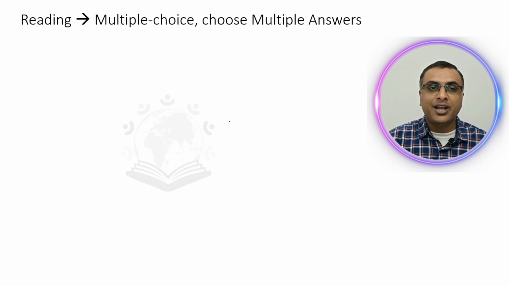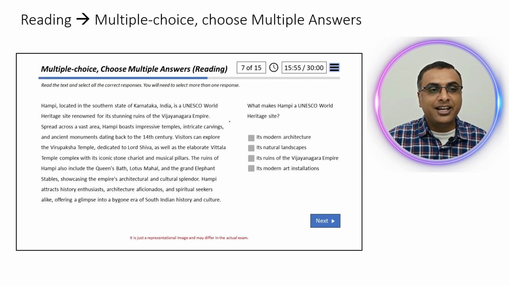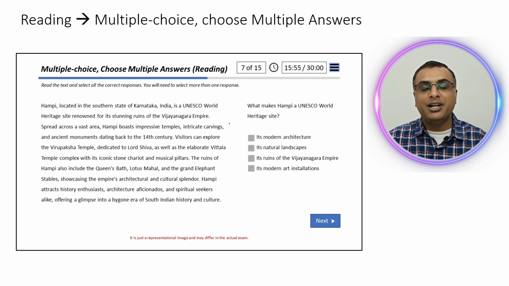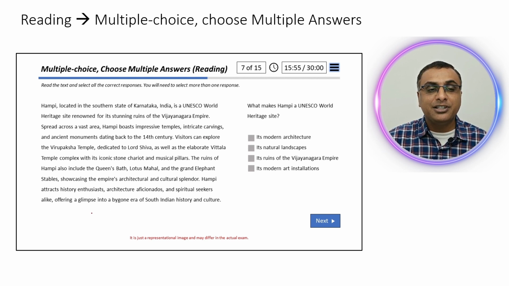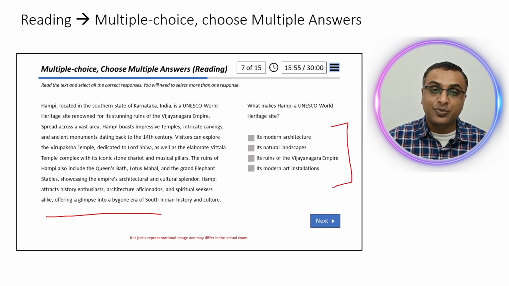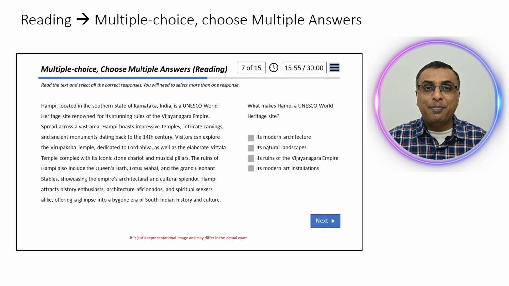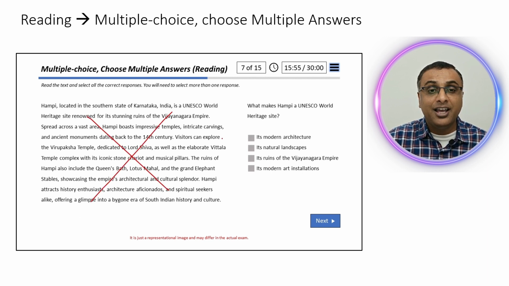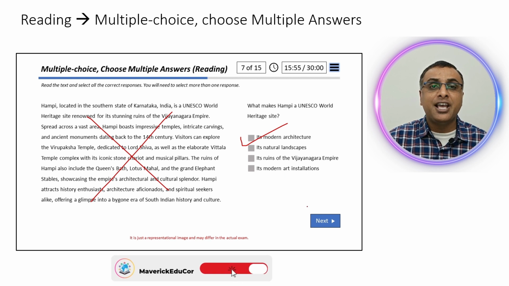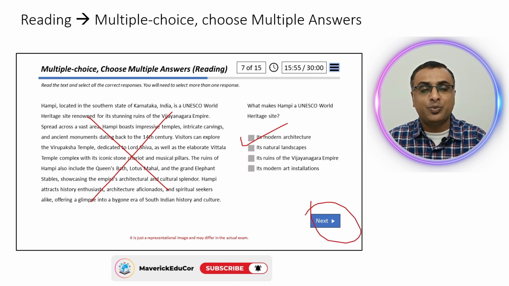Moving ahead, let's look at another question type, which is reading multiple choice, choose multiple answers. Here, PTE recommends that you read the entire paragraph and the answer options as well. Additionally, it says that you would need to choose one or more options as an answer. Instead, the best way to approach this particular question is you don't have to read the paragraph at all. Just select one of the options and click next and move on to the next question type.